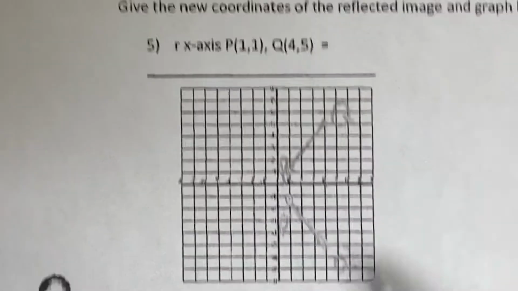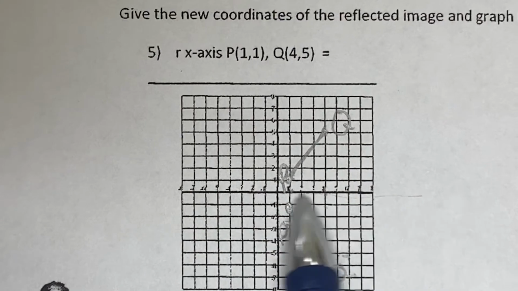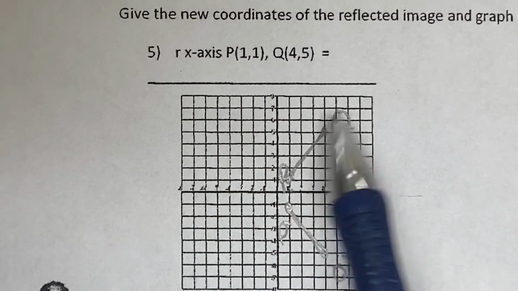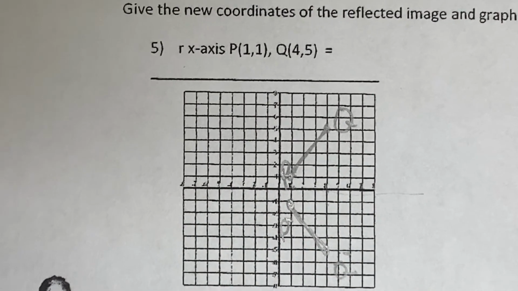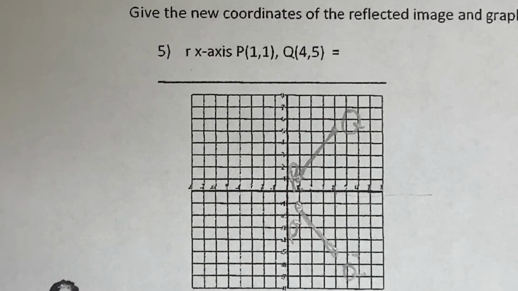So if I were to fold this page in half along the x-axis, P would land on P prime, Q would land on Q prime. That's the x-axis. Let's do one with the y-axis.